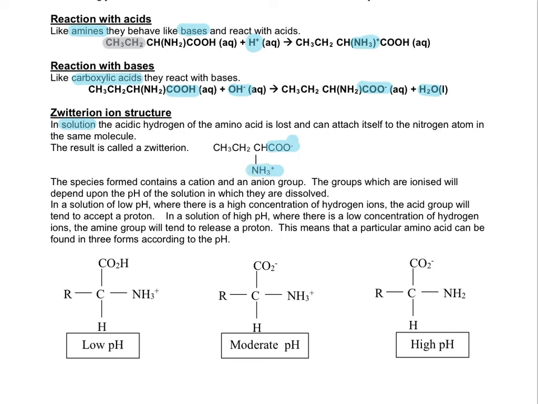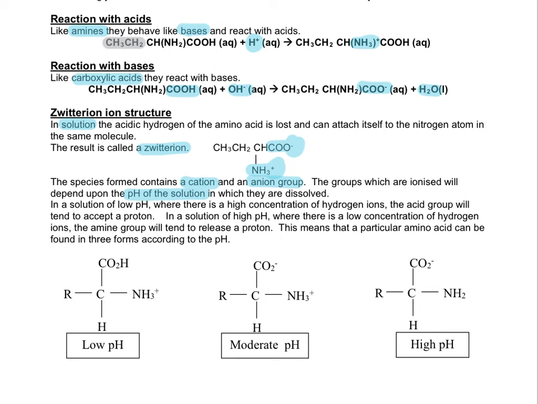Because you have that negative here and this positive here, we call this a zwitterion. It's got both a positive cation group and a negative anion group, and which ones will be formed depends on the pH of the solution in which they're dissolved.